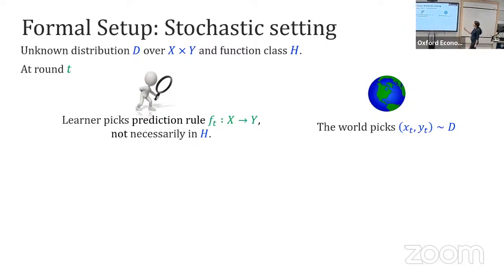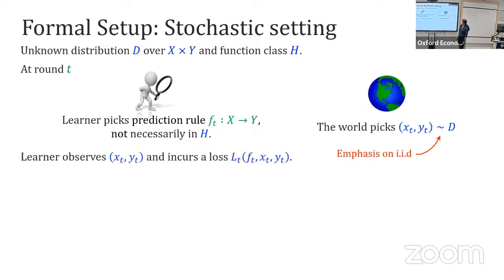And then the world is going to independently pick an x_t, y_t, a new picture. And the learner wants to really figure out if it can label these things correctly. The emphasis here is really on the IIDness or independence of x_t from whatever the learner has been doing in the past. And then the learner observes what this data point was, figures out if he made a mistake or not. And if he made a mistake, he's going to incur a loss. That is our l_t of f_t(x_t).